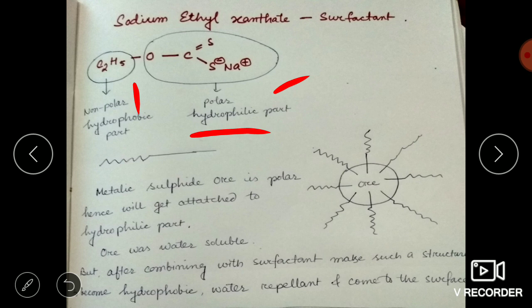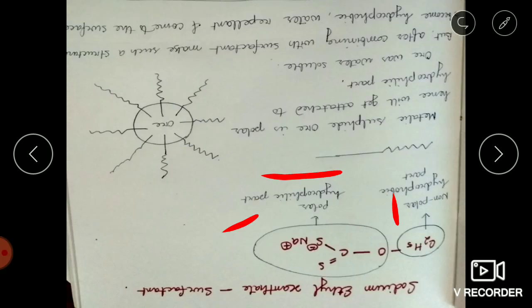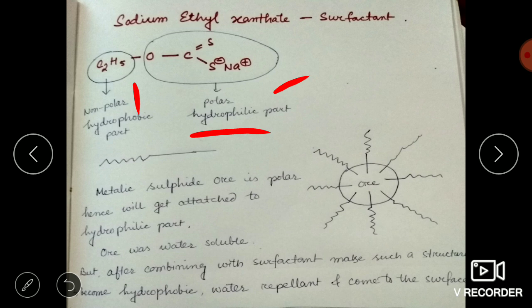We have taken the solution of metal sulfide ore earlier in the beaker and it was water soluble. Since it is polar, it will also get attached to the hydrophilic part, because polar dissolves in polar, non-polar like non-polar, like dissolves like. So what happened here: the metal sulfide ores will get attached to the hydrophilic part, that means with this part the ore will get attached. So it will form a structure like this.